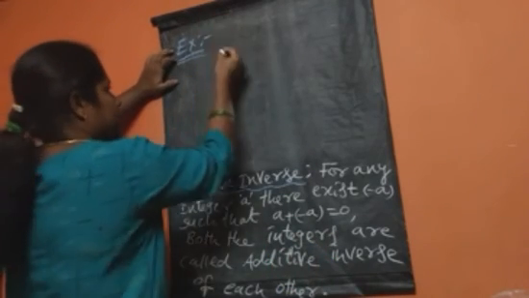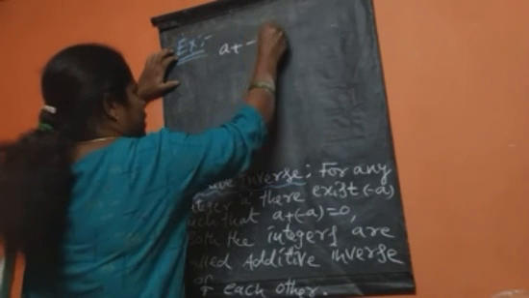So, what is additive inverse? a plus minus a becomes 0.